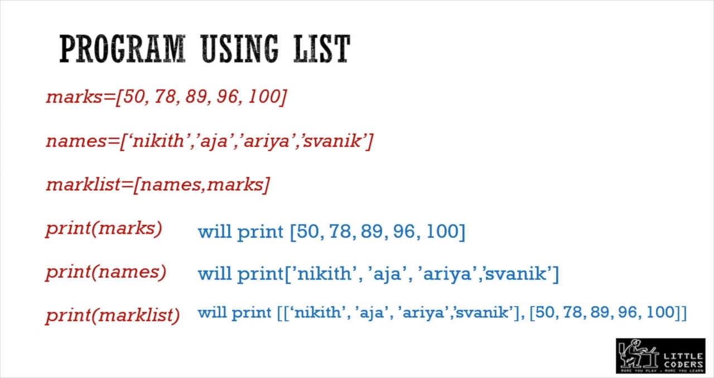Suppose I give print mark list, that is the new list which you have formed by combining the names as well as the marks. Immediately it will print the first list, Nikit, Aja, Arya, Swanik, and the second list is the other 5 marks. It will print everything in a single list, which is called mark list. Like that, one list may contain another list also. These are the rules that we have to follow while forming the list. It will be more clear when we work out more examples.